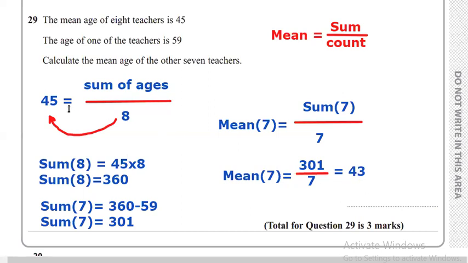So focus on this. First thing we did, we wrote the formula of the mean, which is sum over count. The sum of ages for 8 people, I don't know them, but I know there are 8 people. So we divide by 8 to get the mean of these ages. Now we take the 8 here by multiplying, so I know the sum of ages of 8 people, which is 360. Now I subtract 59 from 360 to get the sum of ages of 7 people, and then divide the sum of ages of 7 people by 7 to get the mean of 7 teachers, which is 43. And this is how you answer a question like this.